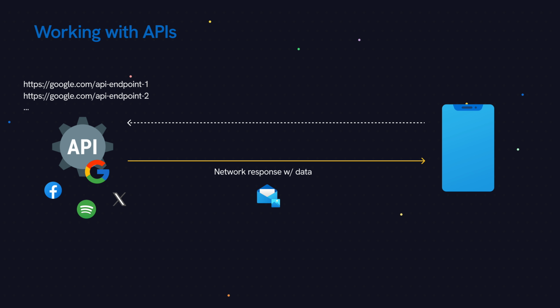Some are free and some are paid, but most of the large platforms like Facebook, X, Spotify, Google, they all have APIs for you to work with that platform or to retrieve data from it. And there are some APIs that are just data focused, such as retrieving recipes or stock prices or weather data, things like that. So being able to use APIs in your app is very, very powerful.